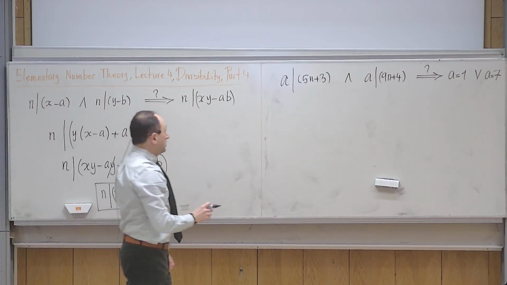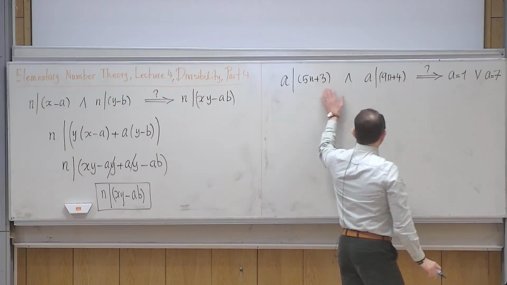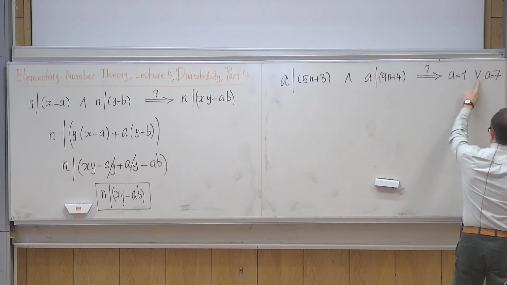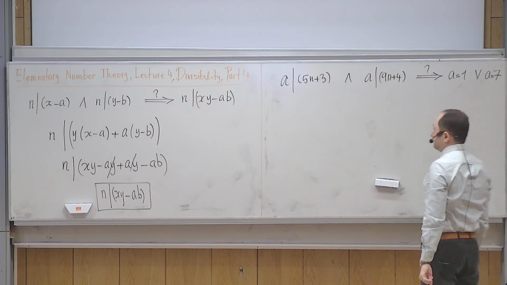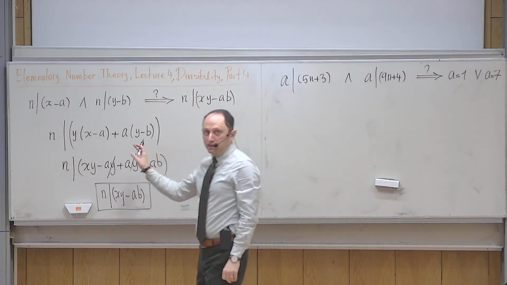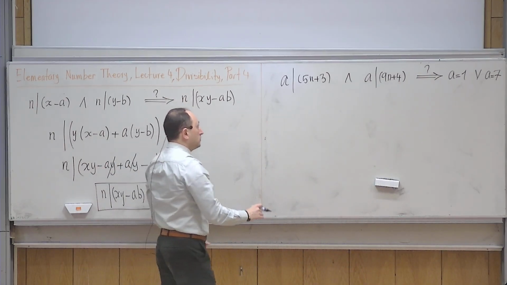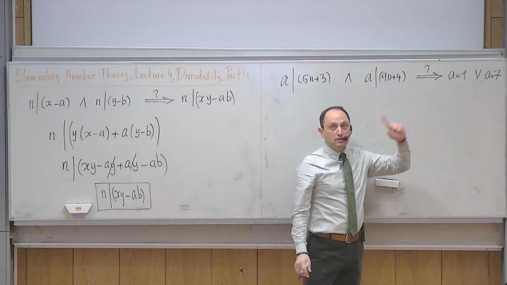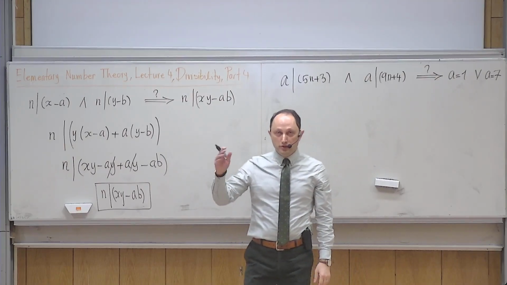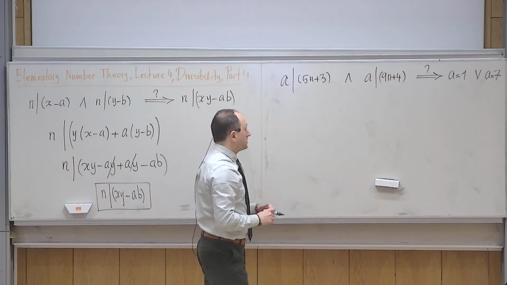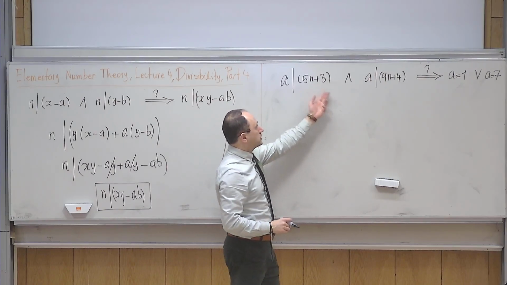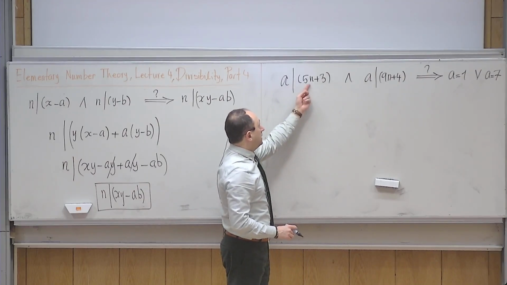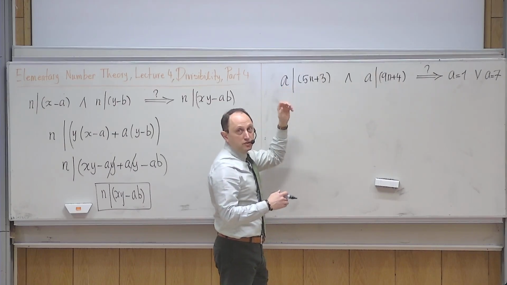Okay, so we know that a divides this number and a also divides this number. We want to prove that a is either 1 or, this symbol means or, a is equal to 7. Okay, I want to use exactly the same theorem again, okay? So what I want to do, because I want to confirm that a is either 1 or 7, if you have watched the previous videos, you have some experience that it would be good if I have a constant number on the right-hand side.